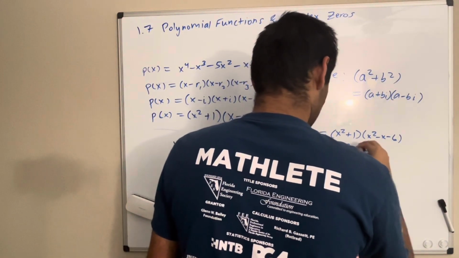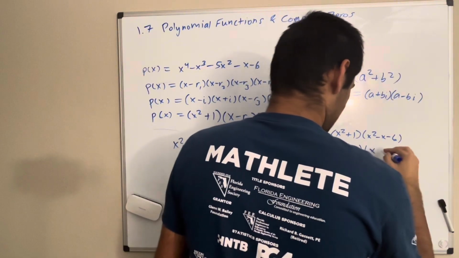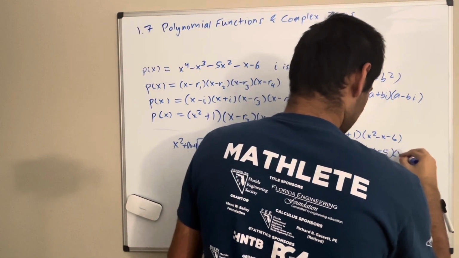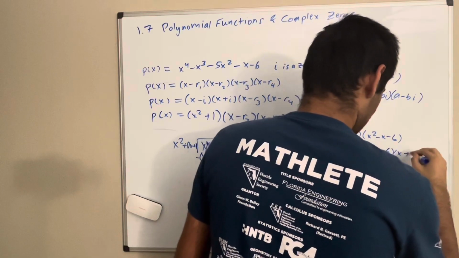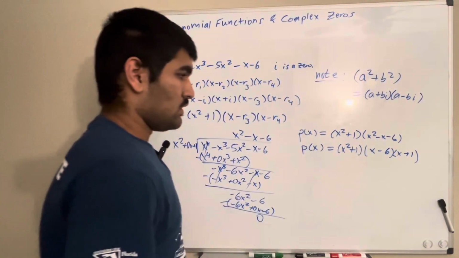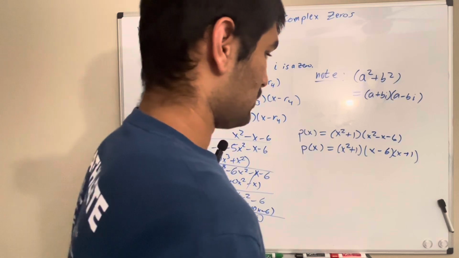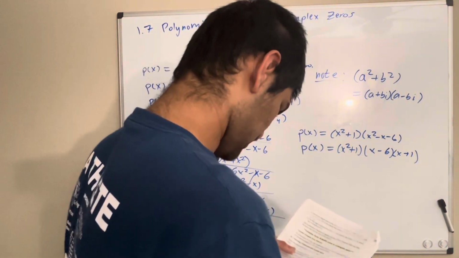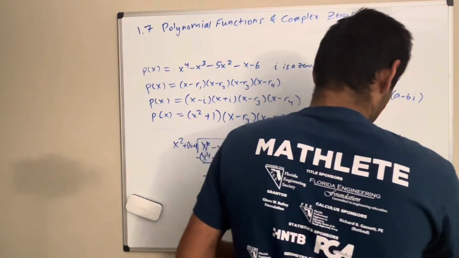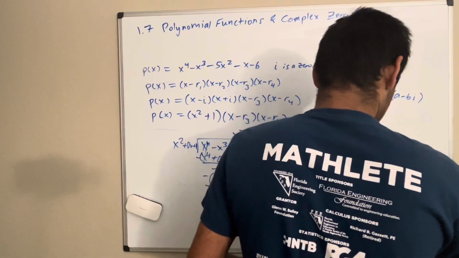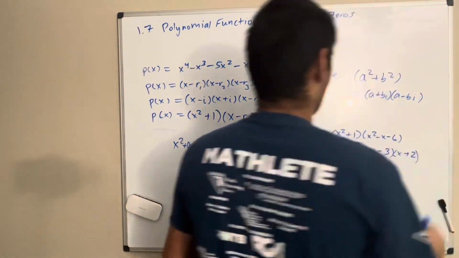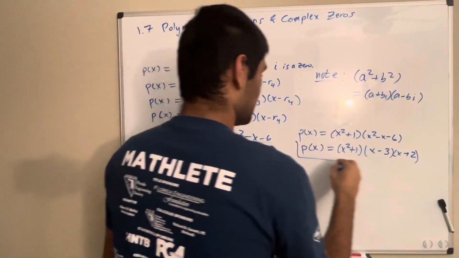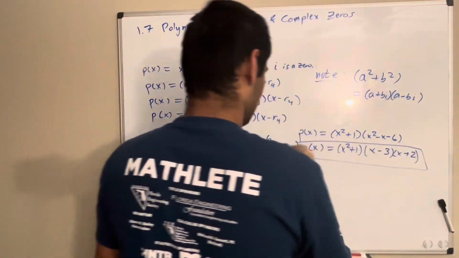So we get x squared plus 1, and that factors as x minus 5 times x. Actually, sorry, x minus 6 times x plus 1. Is that right? Hold on. Sorry, my bad. It should factor as x minus 3 times x plus 2. Yeah, okay, that's how it factors. But that is the factorization of this polynomial.